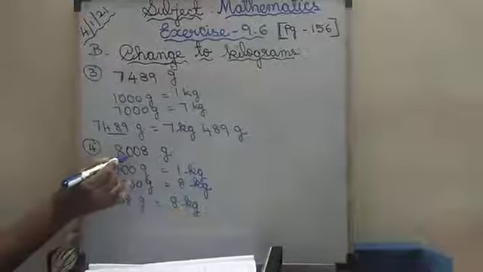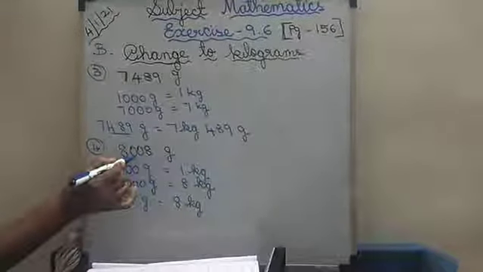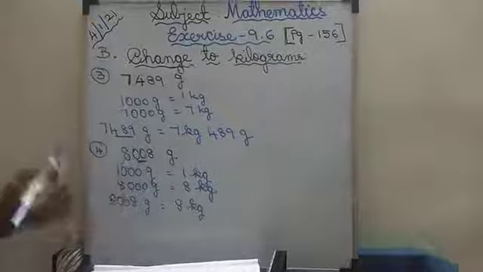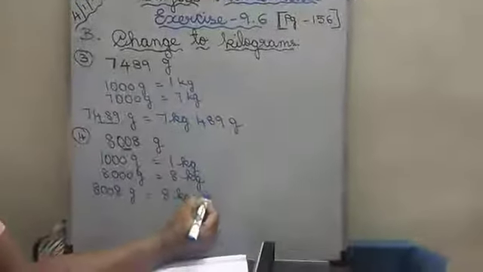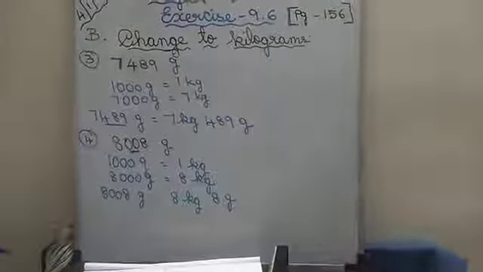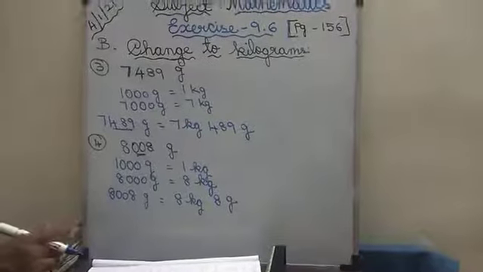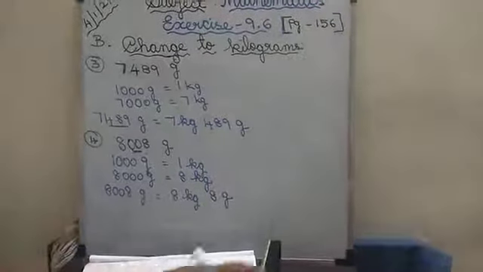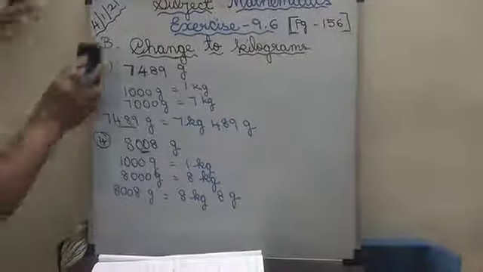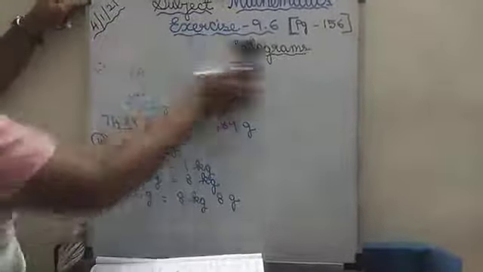And what's the remaining? 008. So these 2 zeros have no value. So what you can write? 8 kg 8 gram. 8 kg 8 gram. Understood, children? Okay, one more sum I will teach and then I will give you 2 homework. Okay, children?